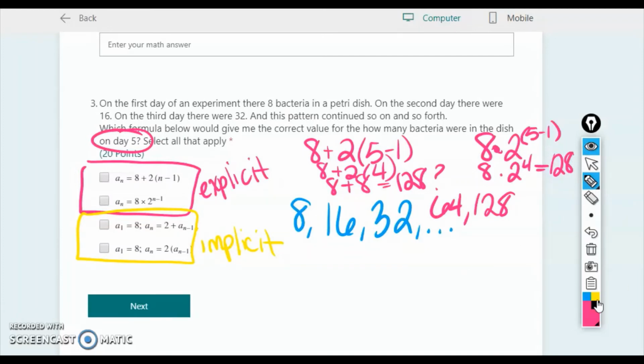Alright, so for the second set. It says for both of these that the first term is 8, and that is correct. So I need to know, do I just take 2 and add it to the previous term, or do I take 2 and multiply it by the previous term? Well, I definitely don't add 2 to 8 to get 16. And I don't add 2 to 16 to get 32, so that one's out, which means that it has to be this one because you times it by 2 each time.